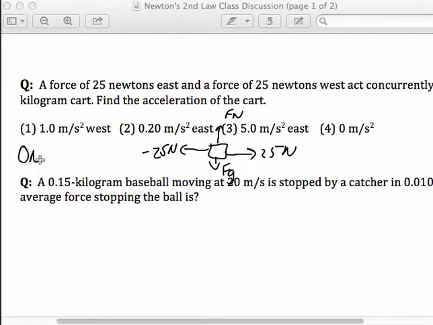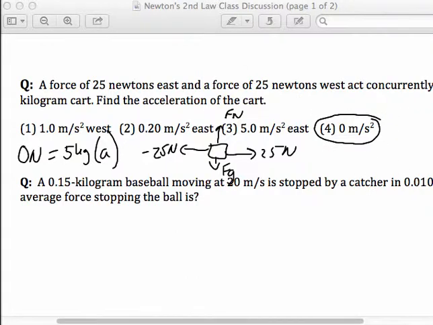So I have 0 N equals the mass of this box, which is 5 kilograms, times a. So 0 divided by 5 would give me an acceleration of what? 0, right? Remember, no net force, no acceleration. This is just mathematically showing you that. And since there's no net force on this box, it would just stay still, or keep doing whatever it's doing.